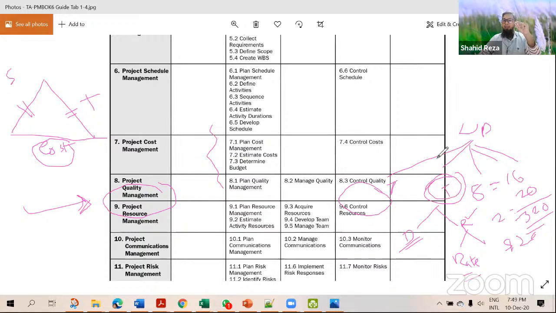So similarly, under a work package, if there are 3 or 4 tasks, we can easily find out the cost for all the tasks, right?